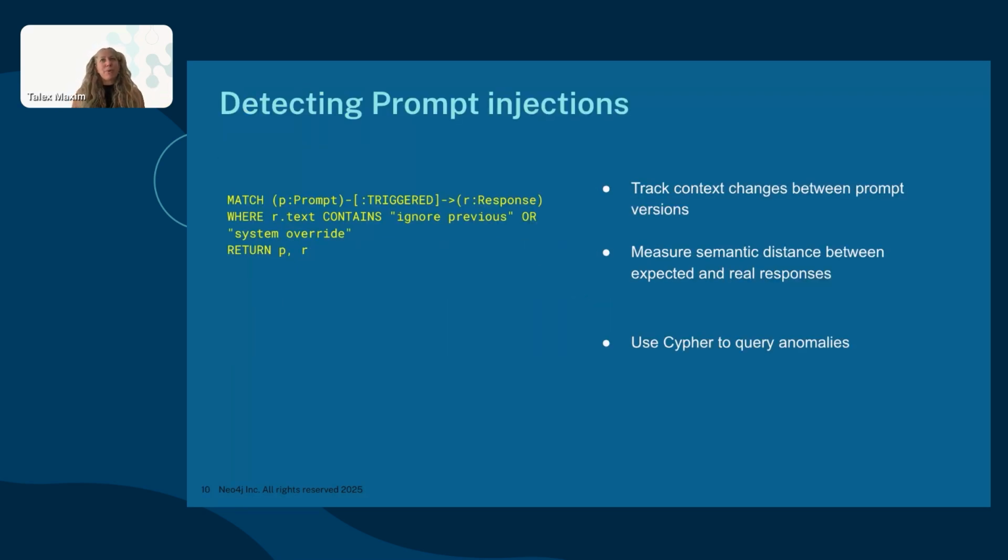So for detecting prompt injections, this is an example of how we do it. For example, some keywords like "ignore previous" or "system overrides," etc. This is like a blueprint. Don't take it literally. It's just one of the examples of how we can identify that something is going wrong with the system or somebody wants to do something malicious in our system. Again, it's tracking content and context, it's measuring semantics, and we're using Cypher to query anomalies.